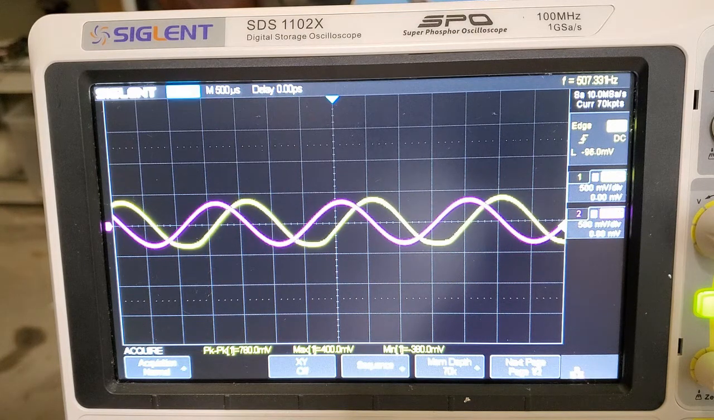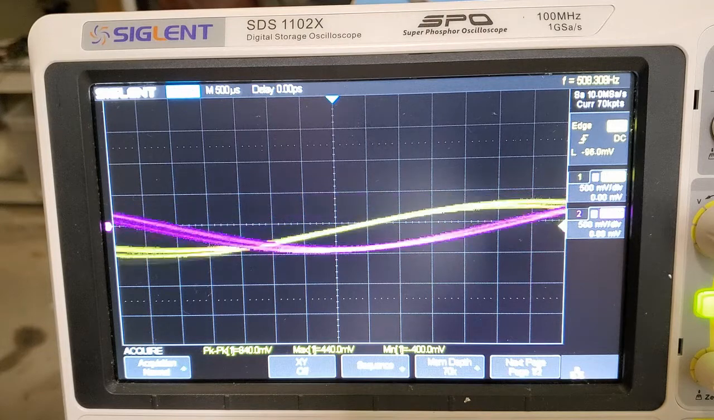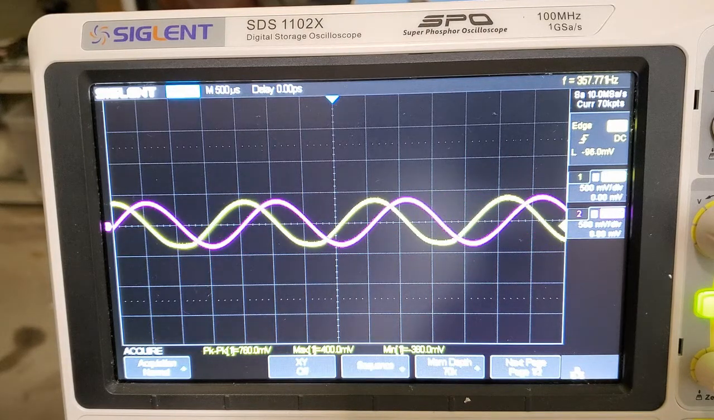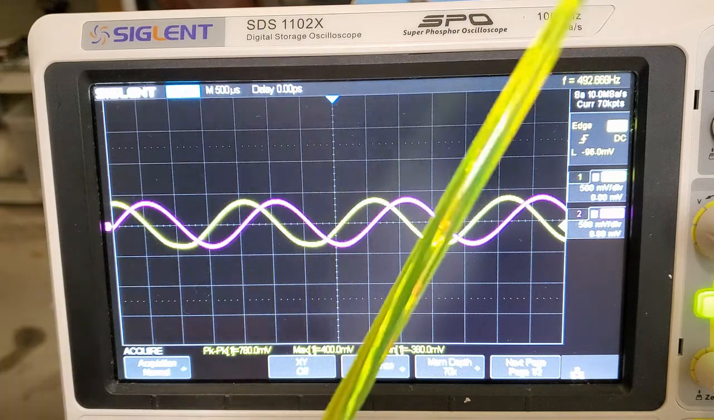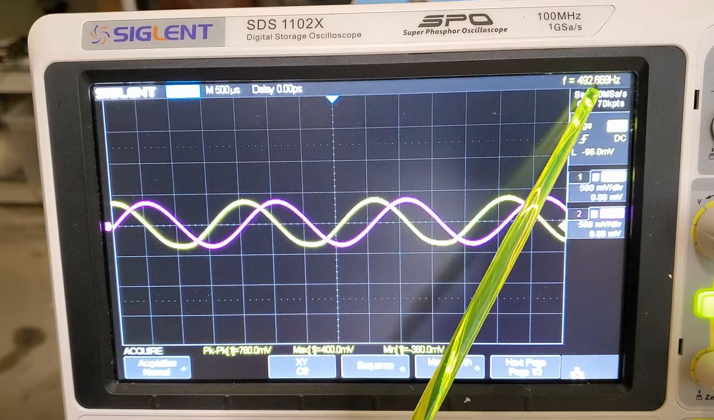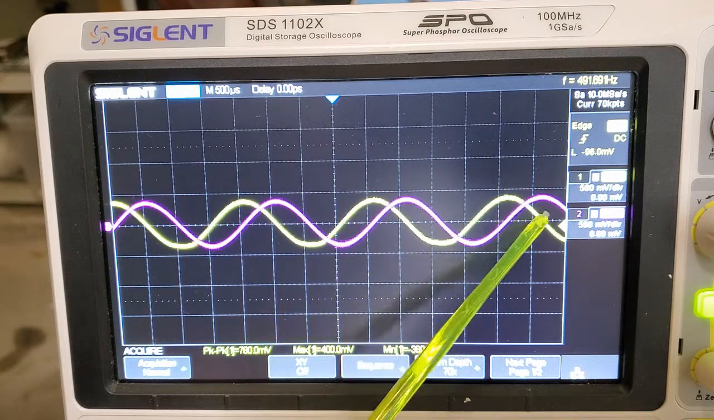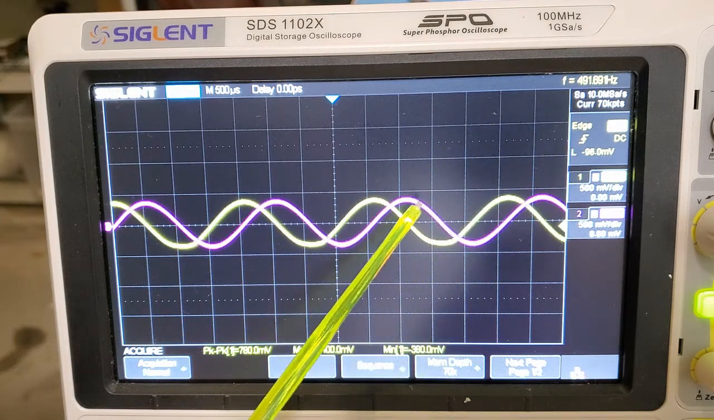Just to demonstrate the power of the quadrature oscillator, let me adjust the local oscillator so I'm 500 hertz below that signal. Now you can see the actual frequency is still roughly around 500 hertz, but now the yellow trace is leading the purple trace. So let's demonstrate that once more.